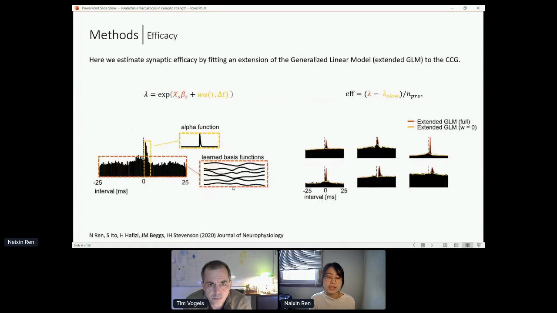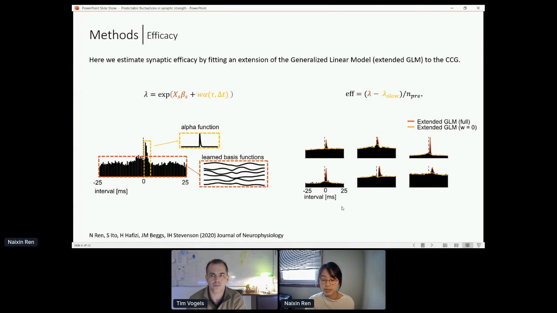Then to estimate the efficacy, we use an extension of the generalized linear model applied to the CCG. This model is developed based on the model that we published last year. Briefly, in this model, we divide the CCG into two parts. One is the slow fluctuation, which we fit using slow basis functions. The other is the fast synaptic effect, which we fit using a fast alpha function scaled by W. This W is the synaptic weight in this model.